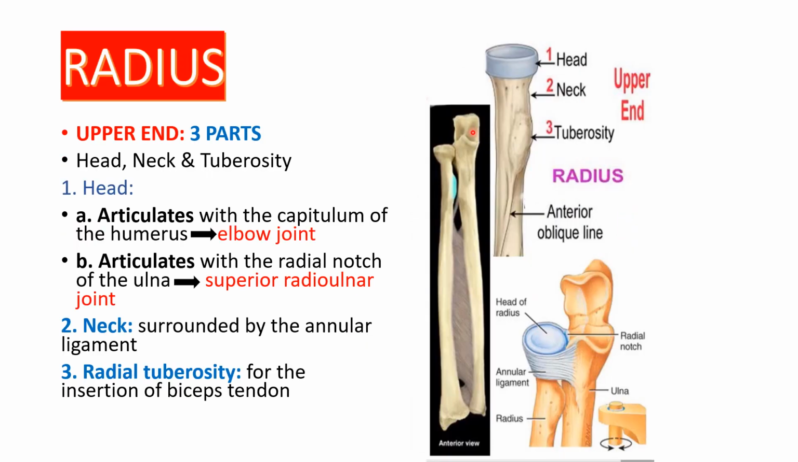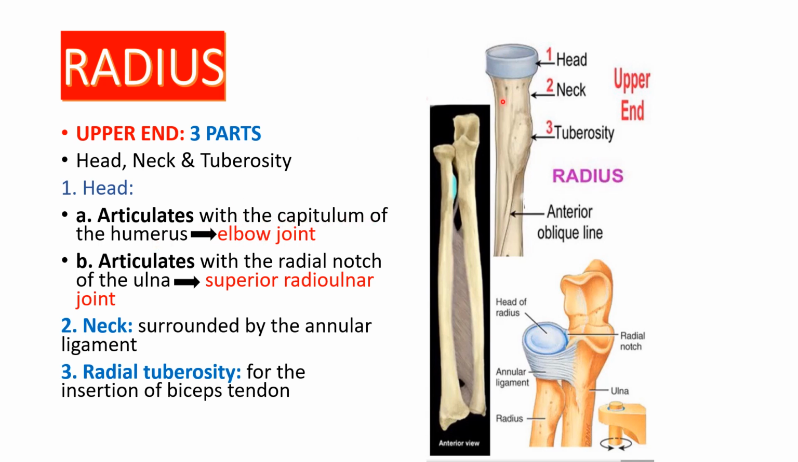For the radius, the upper end of the radius has three parts. It has the head, the neck, and the tuberosity. So this is the upper end of the radius. This is the head, this is the neck, and this is the tuberosity. Now the head forms two joints. The upper surface of the head articulates with the capitulum of the humerus to form the elbow joint.